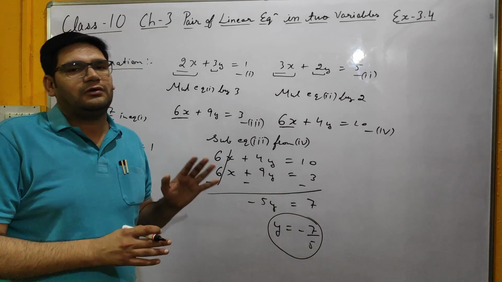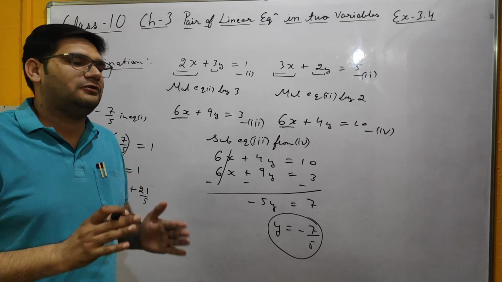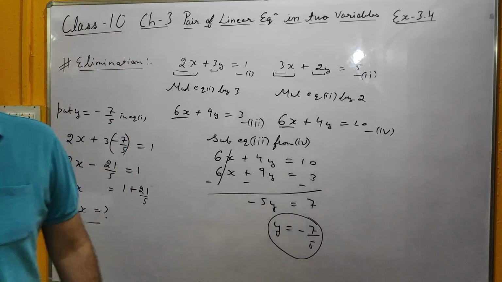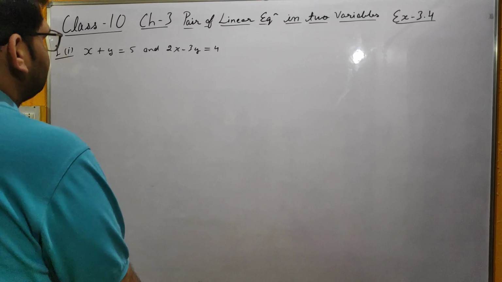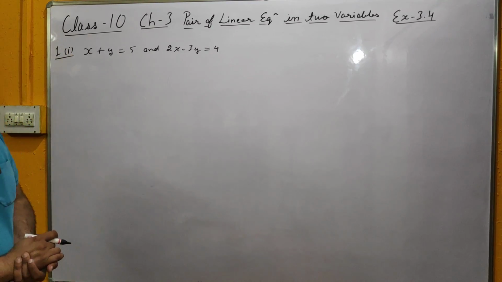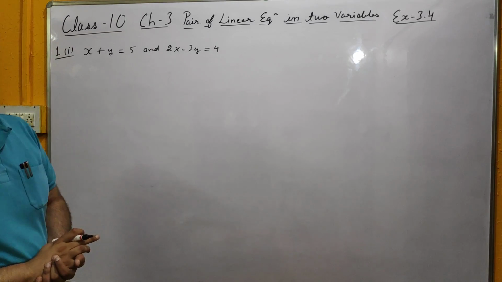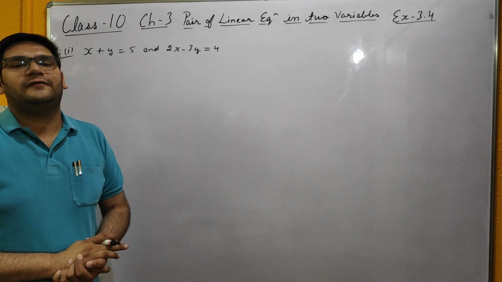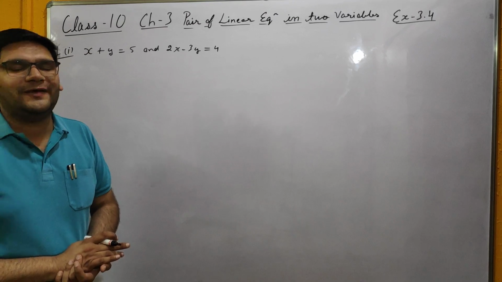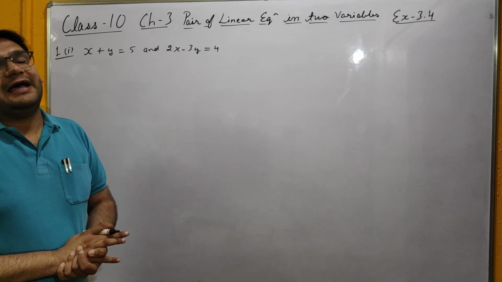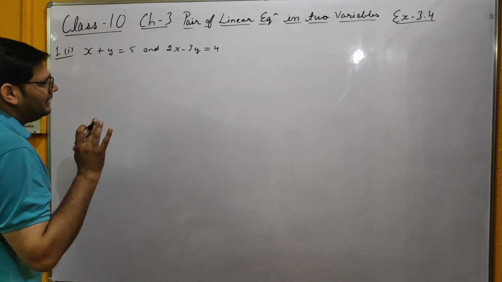Now I am going to solve 4 parts, okay, based on the elimination method, and you also try to solve them side by side. Question number 1, exercise 3.4. The question is that a pair of linear equations in 2 variables are given to us. Now we need to solve these equations by 2 methods, that is elimination as well as substitution. So first of all, I'll do it with elimination.